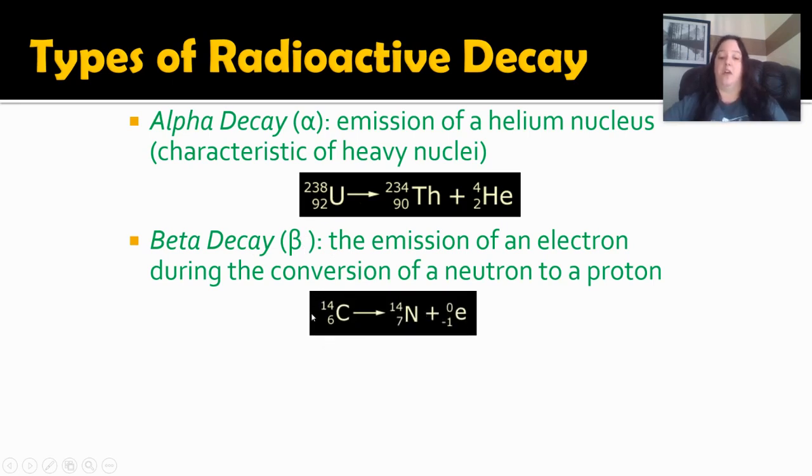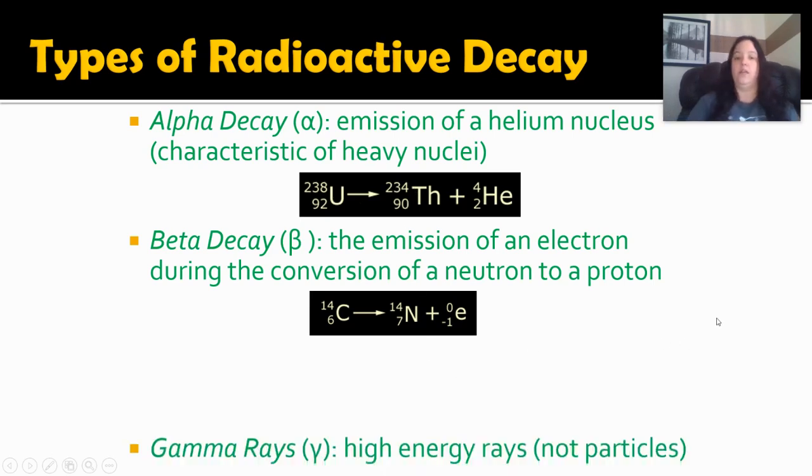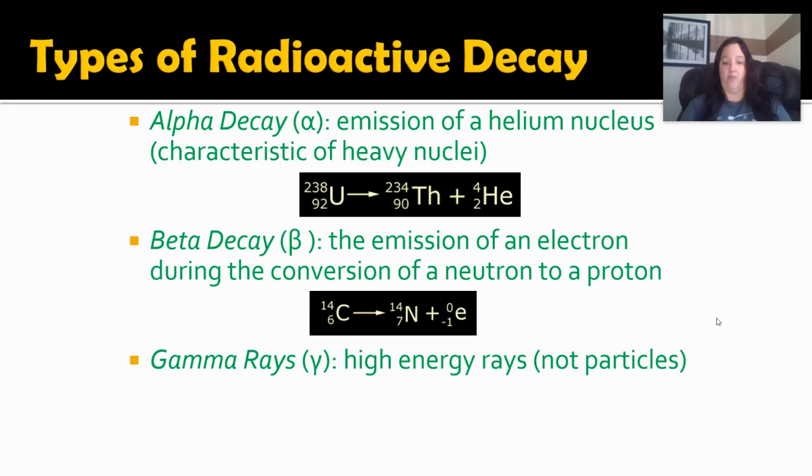So same thing, you've got carbon-14 here on the left, and then you have the nitrogen-14, and then this is the indicator here that this is a beta decay. It has the e with the 0 on top and the -1, and we'll come back to why these structures look so familiar. The last type of decay is gamma rays.